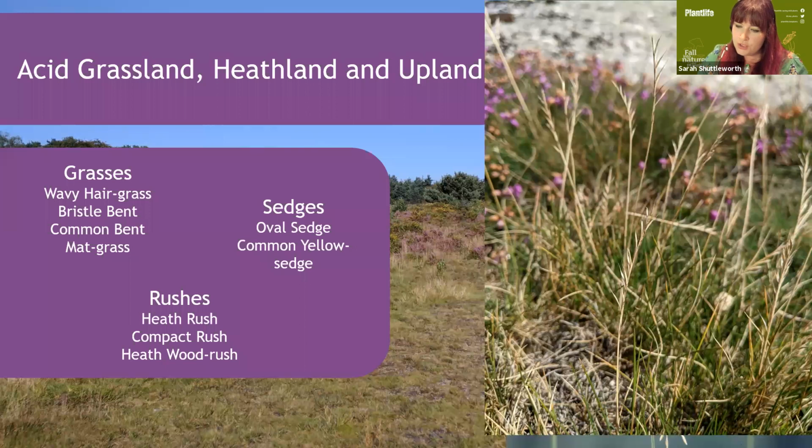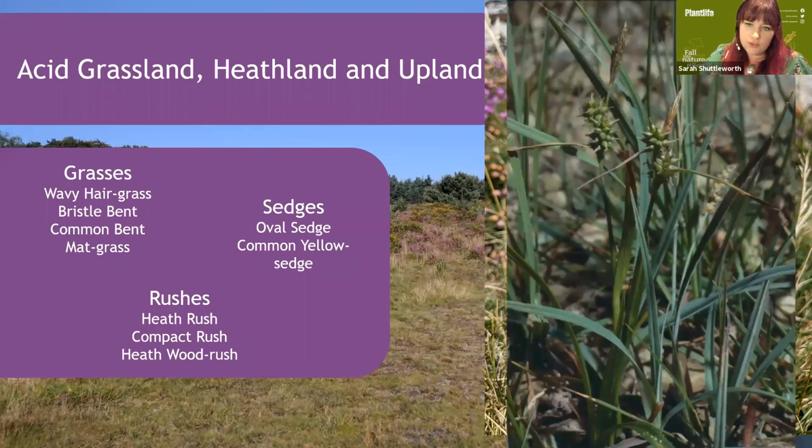Mat grass, which is quite an upland specialist or heathland specialist. It's got this classic, I'm trying to think of a way to describe it, all one-sided spike there, and forms these big mats of grass, hence the name. I'm going to talk about oval sedge in a bit.